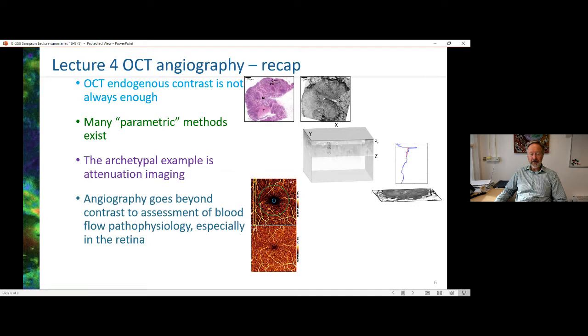But the one we focused on was angiography, which goes beyond being a contrast enhancement and into being actually something which provides physiological information in its own right, and really is becoming a key companion to standard intensity imaging in the retina especially.